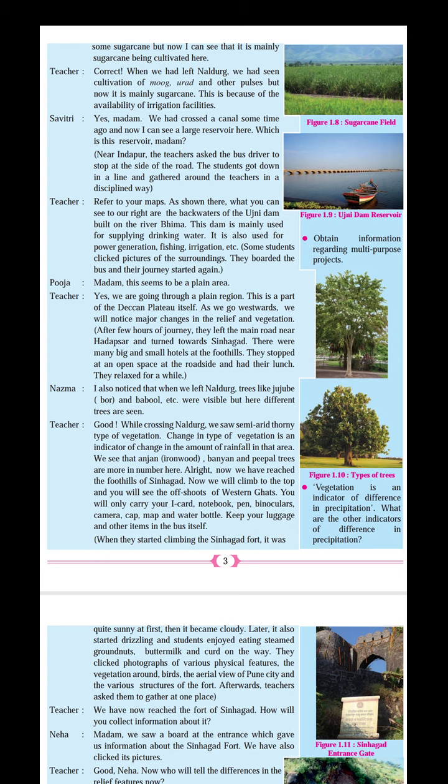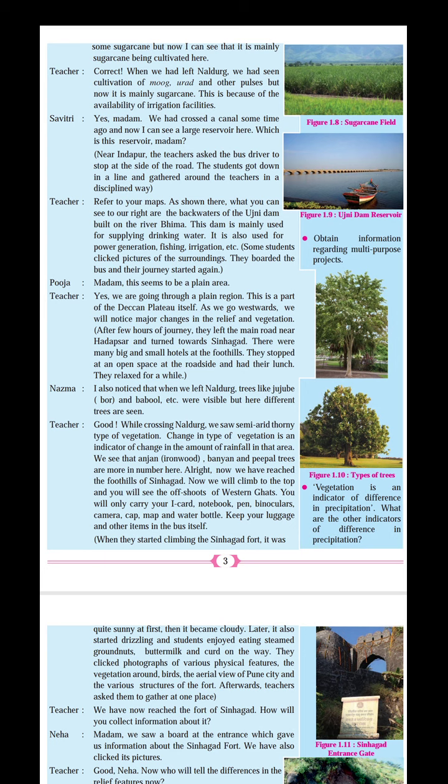This line is very important. The statement is very important and it has been asked in the board exam also. A change in the type of vegetation is an indicator of a change in the amount of rainfall in that area. What does this mean? It means that by seeing the vegetation, the trees, we will come to know about the area, whether it has sufficient rainfall, scanty rainfall or more showers of rain.